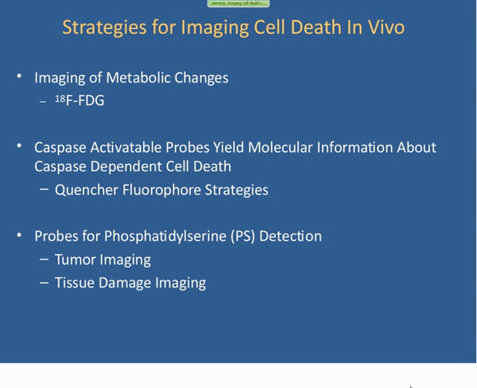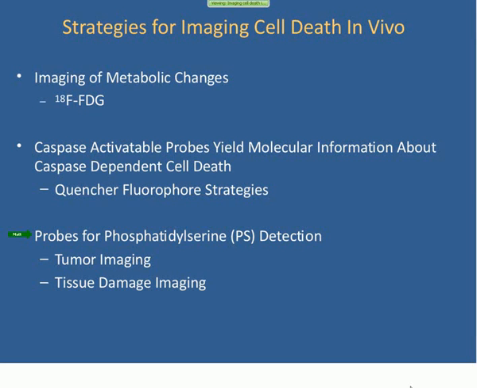So for the rest of the talk, I'm going to focus on strategies for imaging cell death in vivo. And the way you typically do that is identify a couple of biochemical pathways or biomarkers that take place or get upregulated or activated during the cell death process. So the 3 that we're going to look at here are, number 1, imaging of metabolic changes.